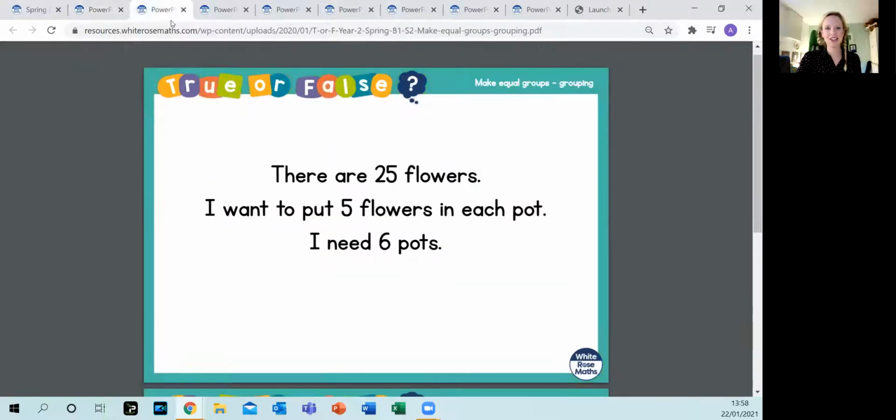Welcome back, question 2. Here we go. No pictures for this one at all. Let's read the words carefully. There are 25 flowers. I want to put 5 flowers in each pot. I need 6 pots. Is that true or is that false? You might want to use your jot paper to help you work that one out. Let's read it one more time so you're definitely clear. There are 25 flowers. I want to put 5 flowers in each pot. I need 6 pots. Is that statement true or false? Pause me now, work it out and write true or false next to number 2.